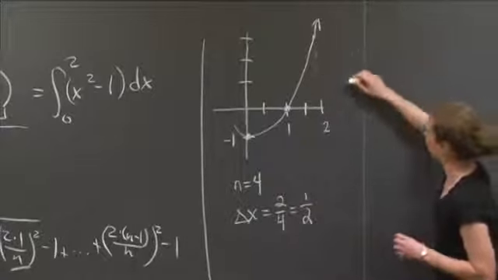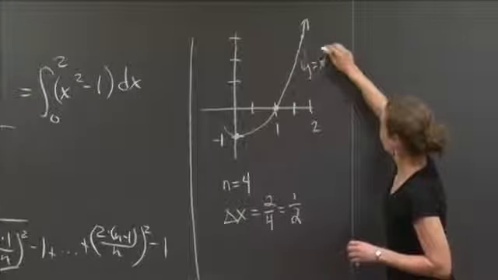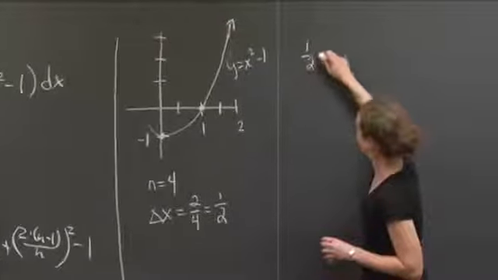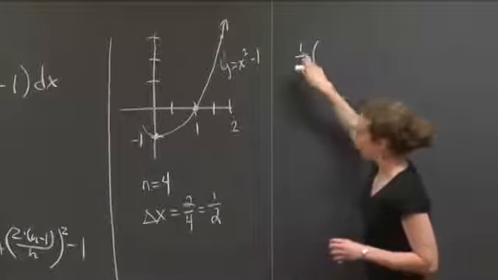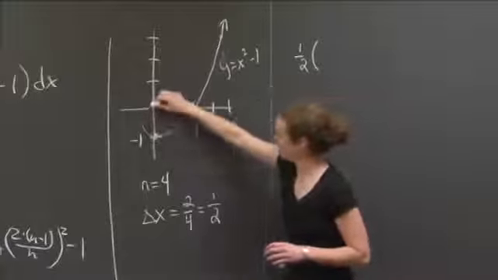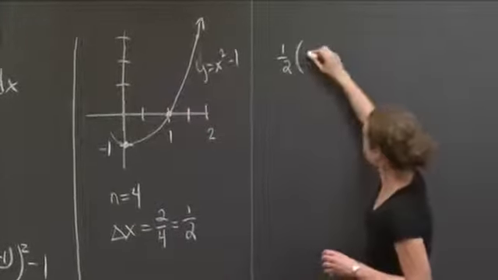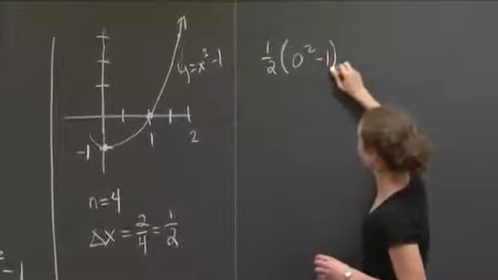So the Riemann sum, this is y equals x squared minus 1. The Riemann sum is, the first term is 1/2 times what? It's the x value, which is 0, evaluated on this curve. So 0 squared minus 1.